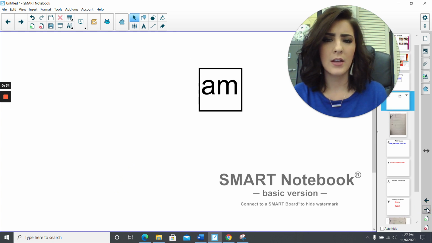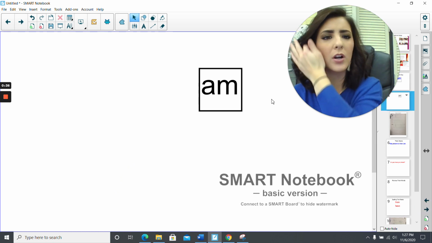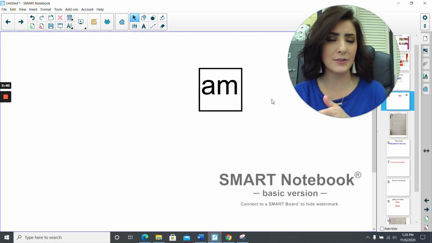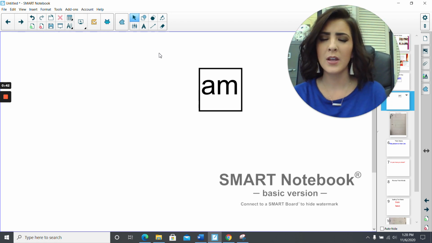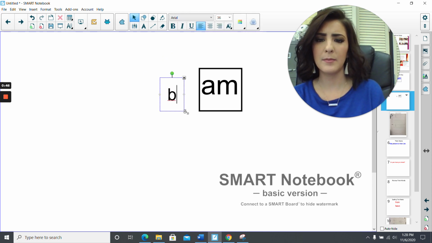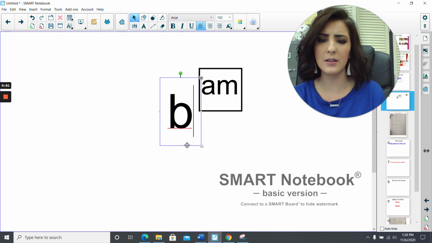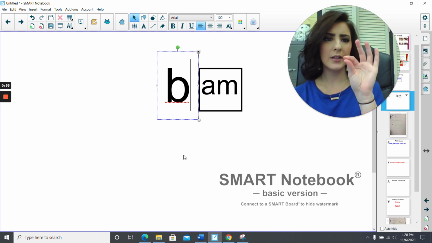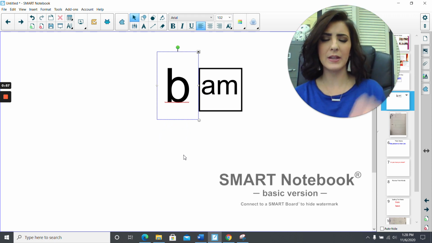Okay. So we're going to practice building some words with am, and I'm going to add different beginning sounds, and then you're going to help me blend them. So what about if we start with B? Let's tap that out together. Let me move it up here where we can see it a little bit better. Let's tap this out together. Ready? B, am, bam. Good job.